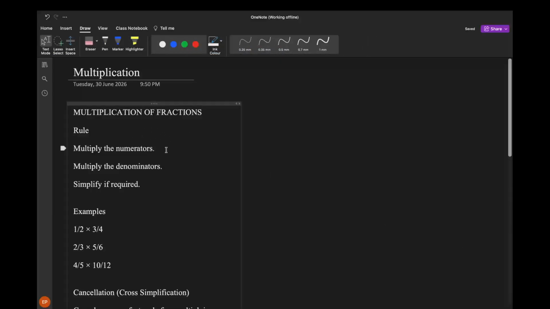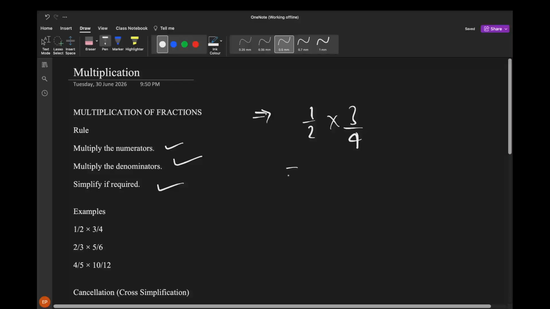The rule is: multiply the numerators, multiply the denominators, and simplify if required. Here are some three examples. I will take the first one, 1 by 2 into 3 by 4.